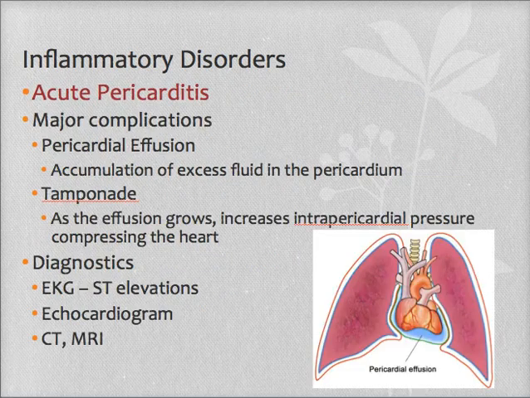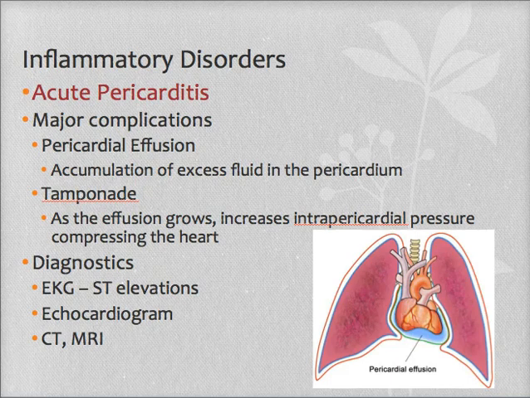So what do we do? Major complications here are pericardial effusion. So this is what I was just talking about, that sac around the heart. If we get inflammation in there, the other problem is to get effusion, so a buildup of that fluid around there. Think about that now. How is the heart going to pump? If it's being squeezed by this fluid out here, we end up with what's here. It's called tamponade. So as the effusion grows, it increases the pressure inside there and starts to compress the heart. So we have to watch for that.